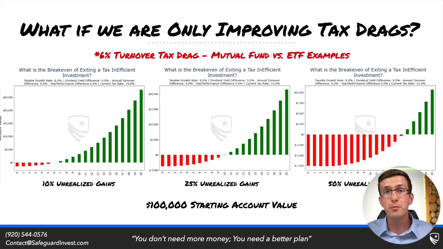And so we have 25% unrealized gains. We see that the break even moves out to around year 10. With 50% unrealized gains, the break even moves out between years 15 and 16. Now, I think these 3 charts really show just how important tax drags are. Within each of these scenarios, even having some fairly large unrealized gains, there is a break even within 20 years.